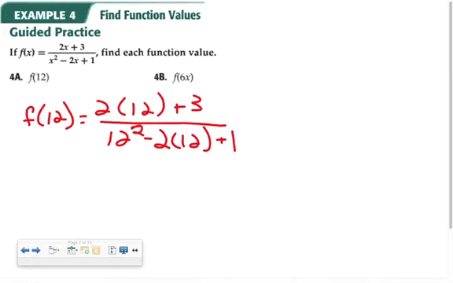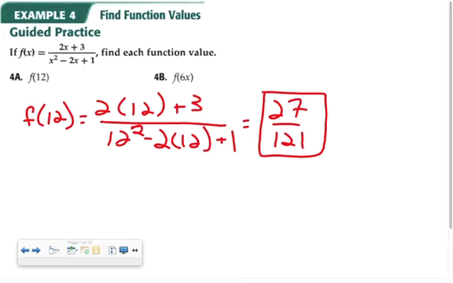And then we just clean this up. 2 times 12 is 24. 24 plus 3 is 27. In the denominator, we have 12 squared, which is 144. From that, I'm going to subtract 24, because that's what 2 times 12 is, and then add 1 to it, and I've got 121. And this fraction does not reduce, so that's the answer that I would want.